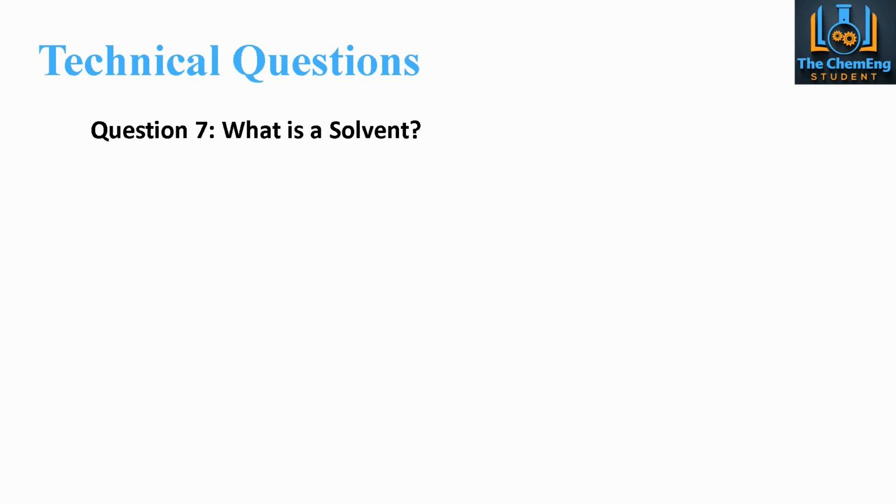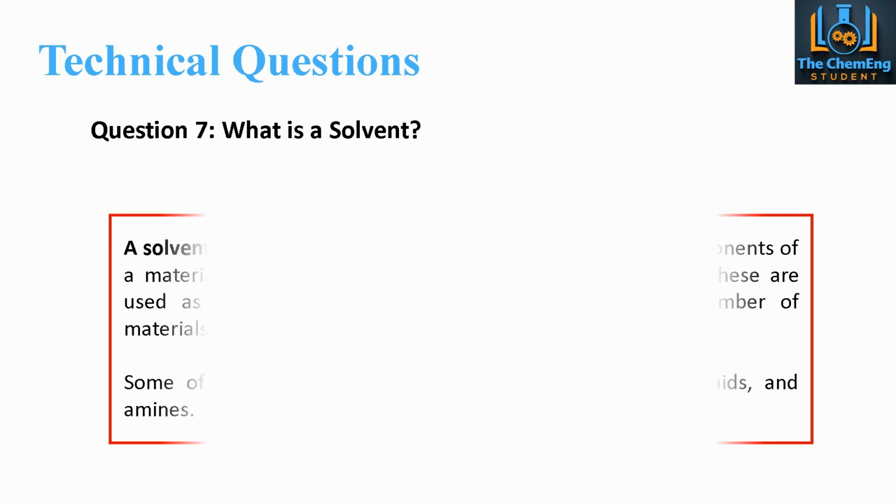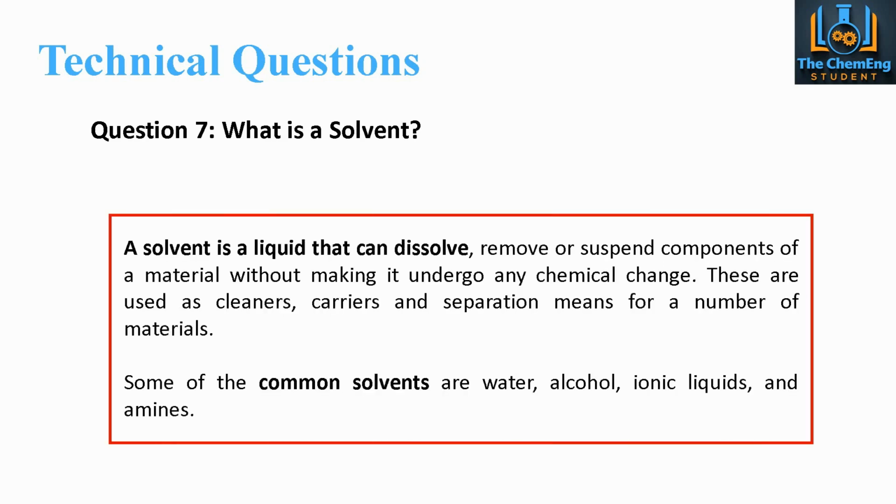Question 7 is, what is a solvent? Because we use the word solvent a lot, especially in chemistry, when we deal with chemical reactions. So a solvent, in simple terms, is a liquid that can dissolve, remove, or suspend components of a given material without making it undergo any chemical changes.